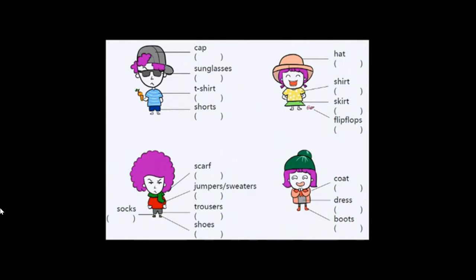3, 2, 1. Go. Clothes. Cap. Sunglasses. T-shirt. Shorts. Scarf. Jumpers. Sweaters. Trousers. Shoes. Socks. Hat. Shirt. Skirt. Flip-flops. Coat. Dress. Boots. Ooh. Okay. There's a lot there.